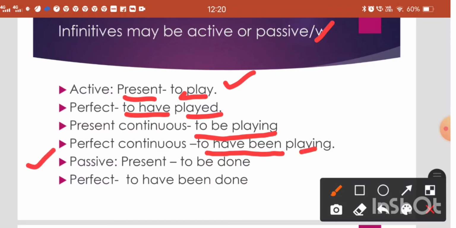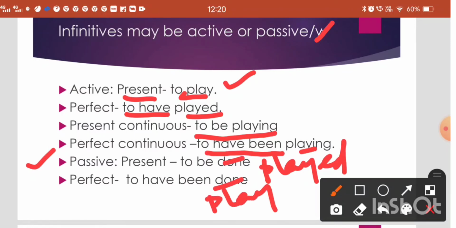In passive form, in present tense, to play will be changed into to be played. Okay. And in the perfect tense, to have played will be changed into to have been played. So, see the difference.